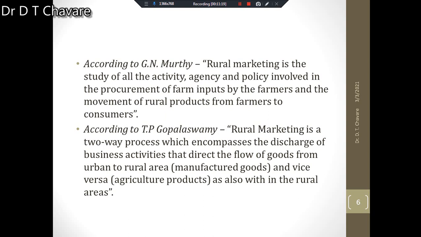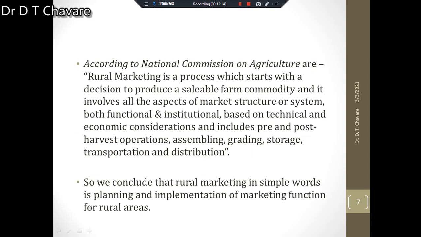Another definition I have given here is according to T.P. Gopalaswamy. As per his opinion, what is the meaning of rural marketing? Rural marketing is a two-way process, not a one-way process. It encompasses the discharge of business activities that direct the flow of goods from urban to rural areas, meaning manufactured goods, and vice versa, agricultural products from the rural areas. This definition is given by T.P. Gopalaswamy.